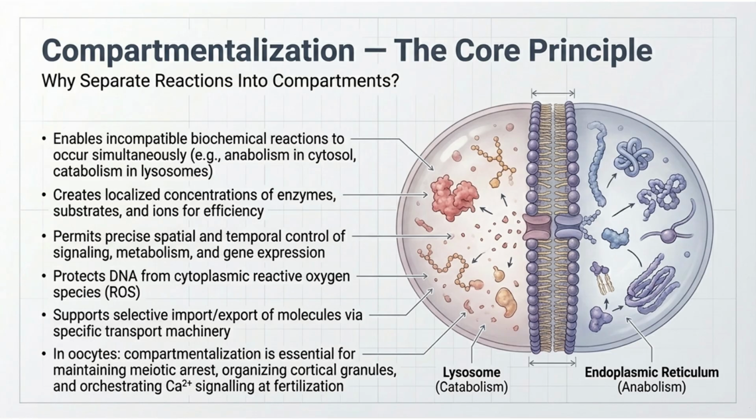The nuclear envelope is not merely a structural feature. It is a protective barrier separating the genome from the oxidative environment of the cytoplasm, where reactive oxygen species are generated as metabolic byproducts. In oocytes specifically, compartmentalization is essential for maintaining meiotic arrest over years or decades, for organizing cortical granules in their precise subplasmolemal position, and for orchestrating the calcium signaling cascade at fertilization. Disrupt the compartments, and you disrupt the process.